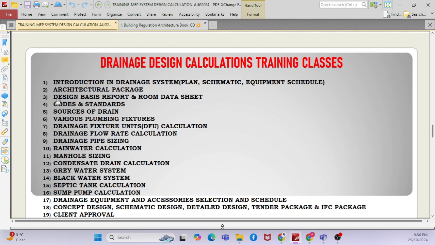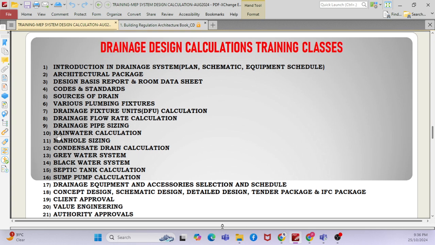Here again you will study the architectural package. This is the syllabus for the drainage system. If somebody wants to take only drainage, they have to go through the architectural package again, then the codes and standards. There are different codes and standards for the drainage system. Then you should understand the source of drain, various plumbing fixtures, and drainage fixture calculation. There you did water supply fixture unit calculation, but here you will do drainage fixture unit calculation. Then drainage flow rate and drainage pipe sizing.